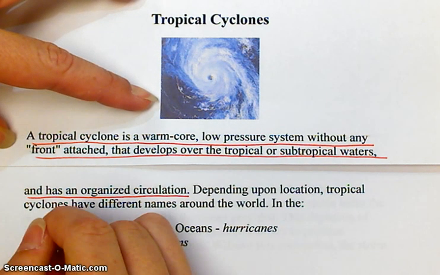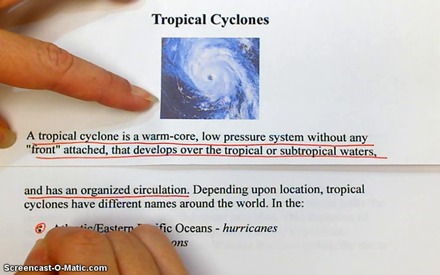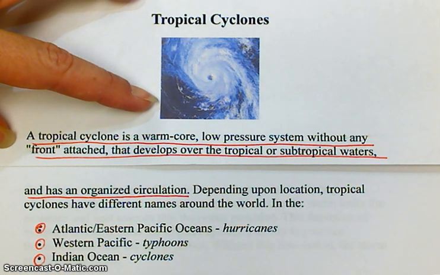Again, they go by different names depending on where you are in the world. We usually call them hurricanes because we are paying attention to things that are happening out in the Atlantic Ocean. They may come into the Gulf of Mexico, but they usually originate out in the Atlantic Ocean between Africa and North and South America.